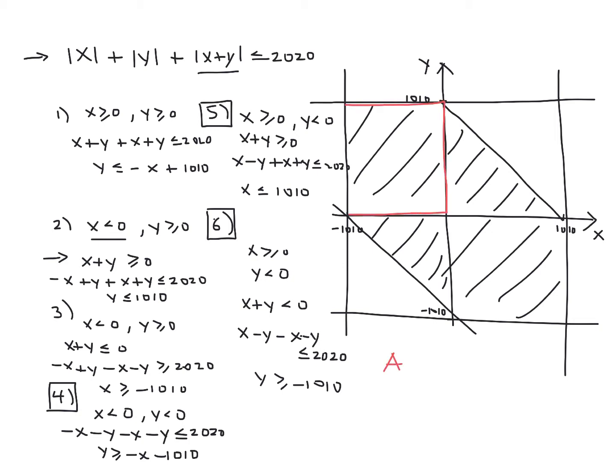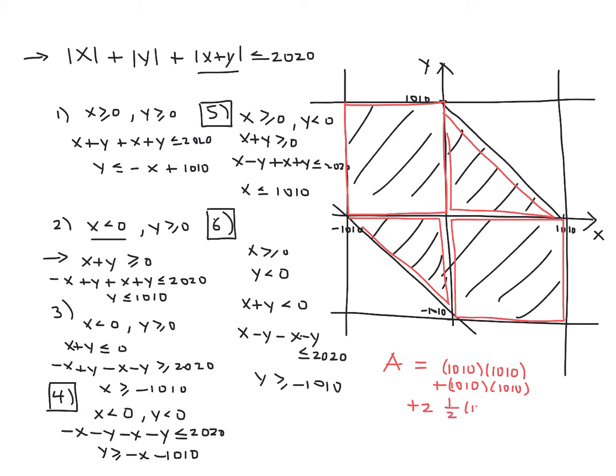Well, this looks like a square that is 10 times 10. This also looks like a square with the same dimensions, so 10 times 10. And then these two triangles look like they have the same dimensions. So 2 times 1/2 base times height, where the base is 10 and the height is 10.